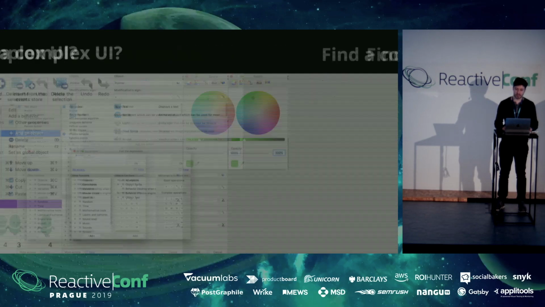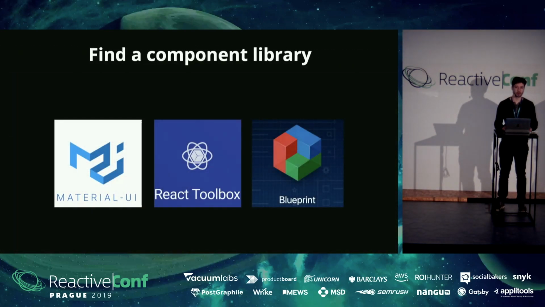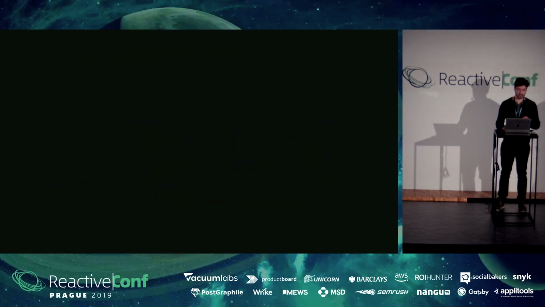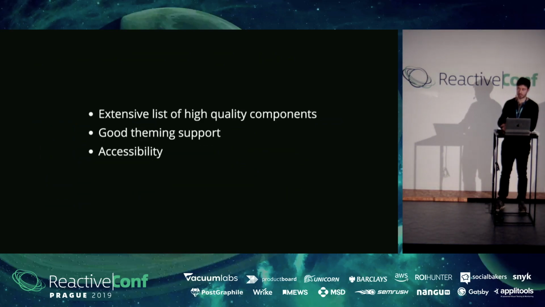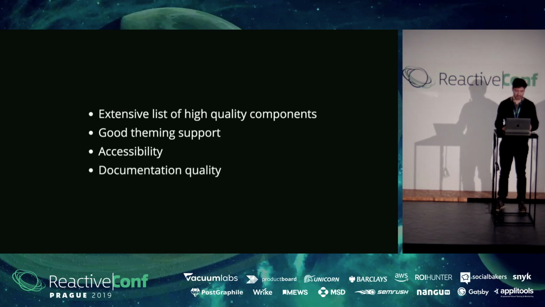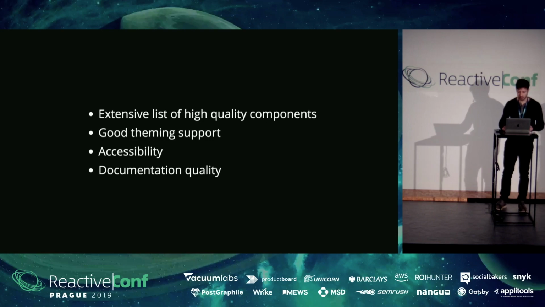So the first thing I wanted to do was to find a component library. Material UI, React Toolbox, Blueprint, whatever. My idea was to find something with an extensive list of high-quality components, good theming support, accessibility, maybe the most important thing, and a good documentation quality. In my case, I've been using Material UI, but others can be fine too.